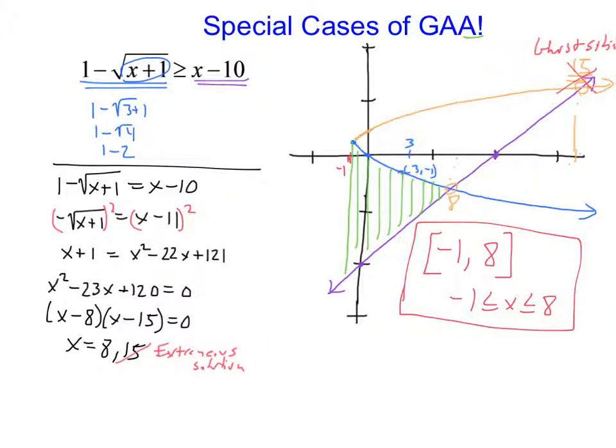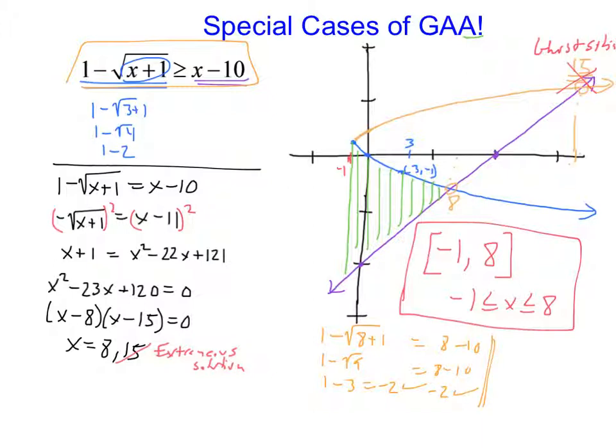I'm going to take a moment here to talk about another way to check which one is the ghost solution, the one that doesn't really exist. You can plug 8 and 15 into the equation. If I plug 8 in, I get 1 minus the square root of 8 plus 1. And that's 1 minus the square root of 9, which is 1 minus 3, which is -2. And on the other side, I had 8 minus 10, that's -2. Those are equal, they check out.